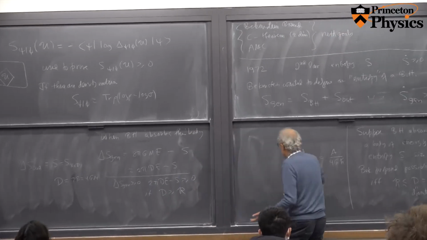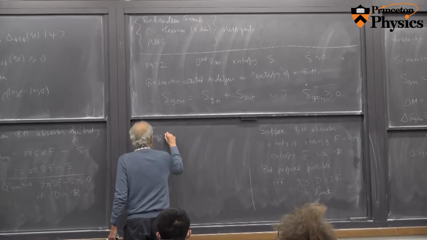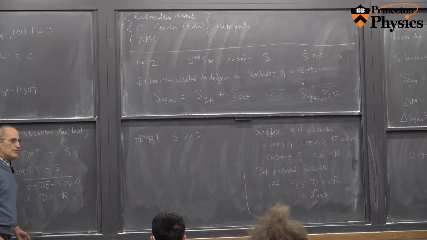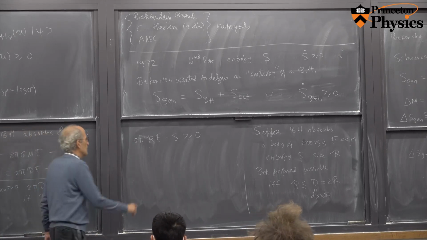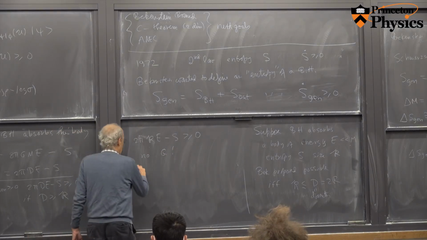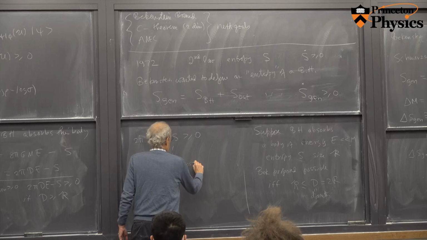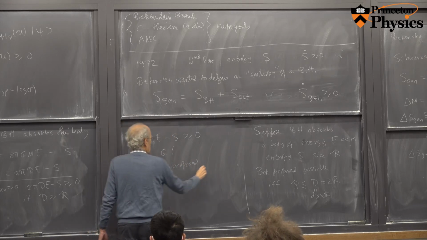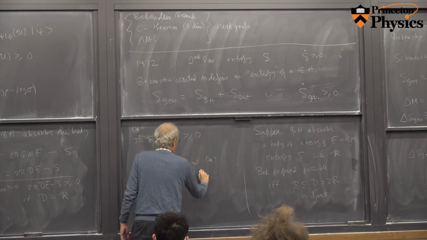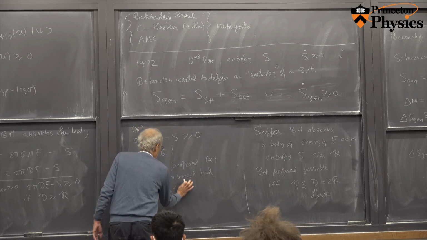So for this to be true whenever D is bigger than the size of the body, we need 2π RE minus S equal to or bigger than 0. And as Bekenstein noted, this statement has nothing to do with gravity or black holes. So Bekenstein proposed this statement as a universal bound on anything that exists in the universe, on any body, let's say.